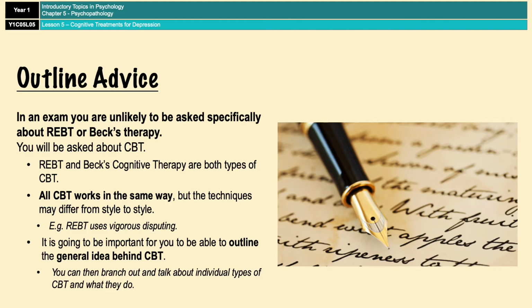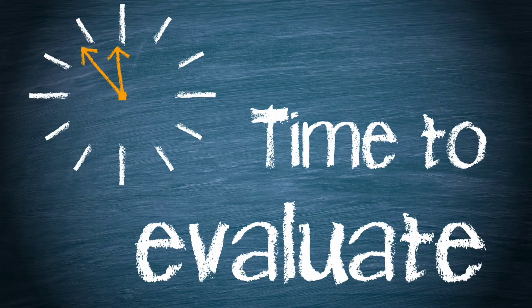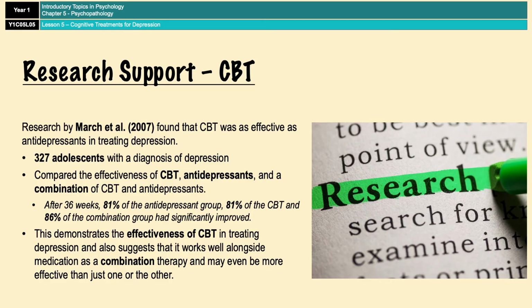Okay, so let's have a look at a couple of evaluation points before we look at our 6-mark outline. I've got 4 evaluation points for you, and we're going to start with one really important one, and that is research support for the effectiveness of CBT. If there is one evaluation point that you learn for this topic, then please make it this one. It's research support, it has a study to back it up, it's going to be a really powerful evaluation point to know.